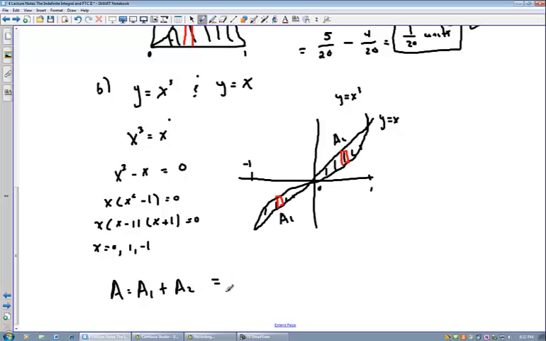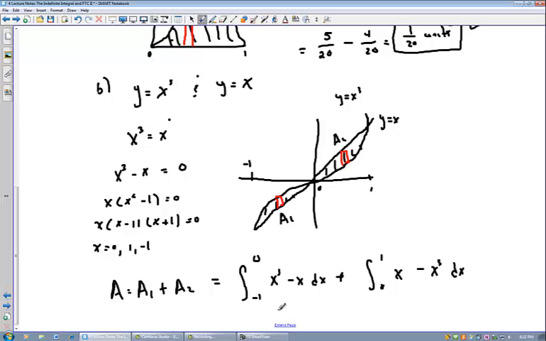And so I know the area is equal to area 1 plus area 2. And so that's equal to area 1, the integral from -1 to 0. And on top is x cubed, so I'll have x cubed minus x dx, plus area 2, the integral from 0 to 1. And now on top is x, so this is x minus x cubed dx. And I can evaluate each of these integrals separately and get the right answer.